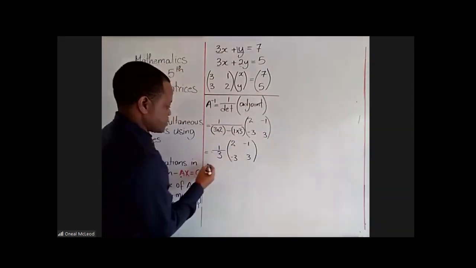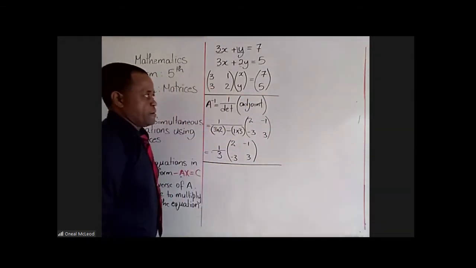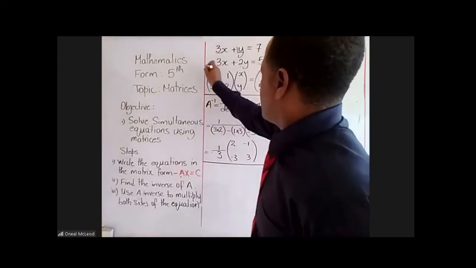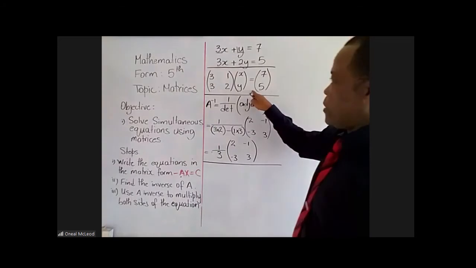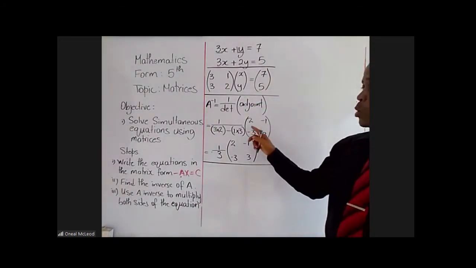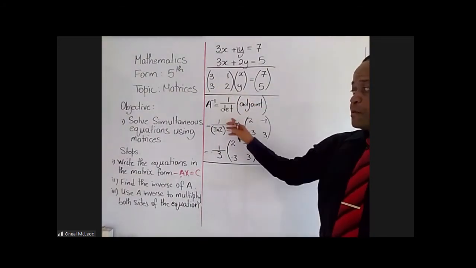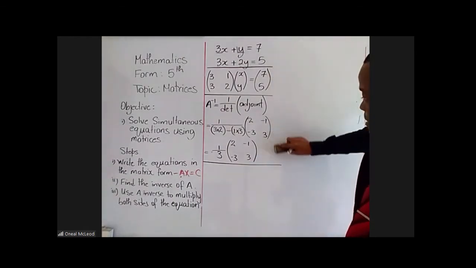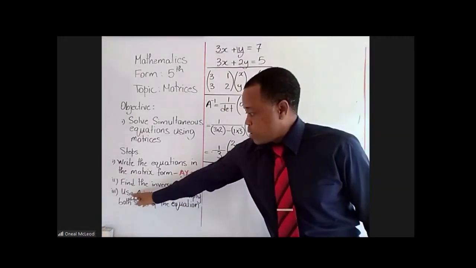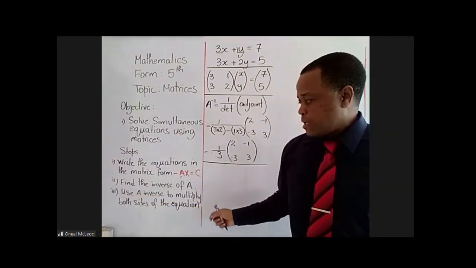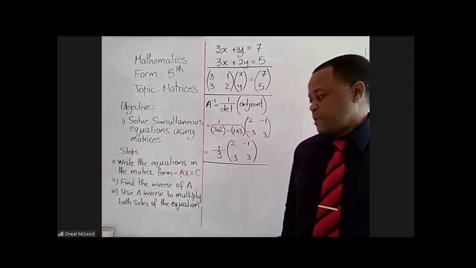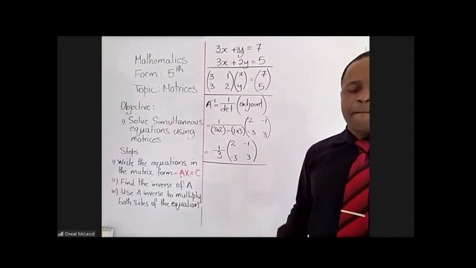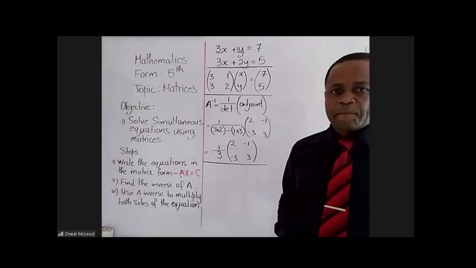Step 2. All right. So step 1, write it in the matrix form right here. Step 2, find the inverse of A. Step 3, use the inverse of A to multiply both sides of the equation.